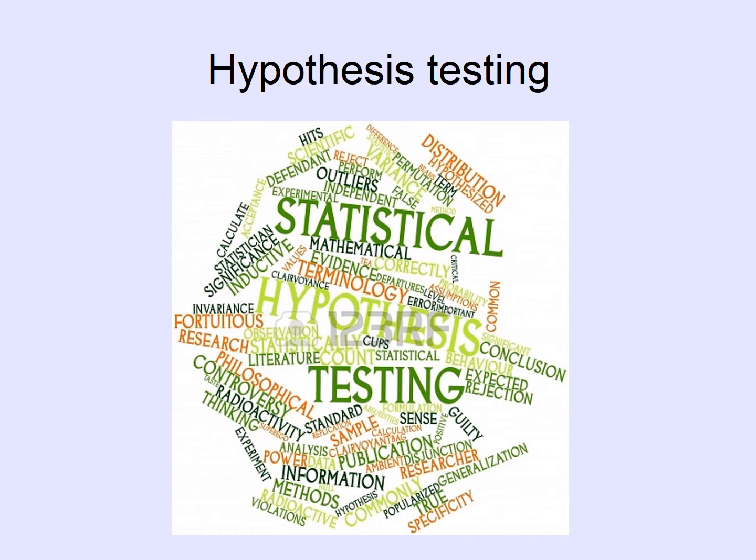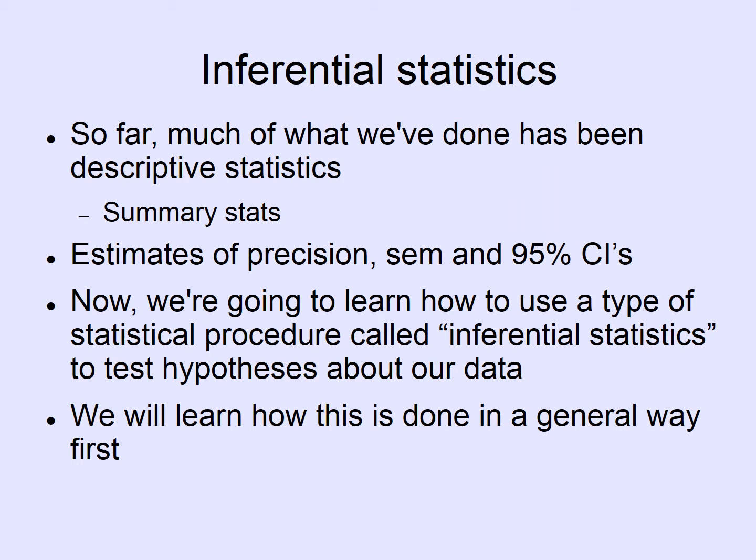Okay, today we're going to start on hypothesis testing. We're finally going to get into this area of inferential statistics. We're going to be bringing together all that we've learned so far in terms of our descriptive statistics, like our central tendency and spread, i.e. mean and standard deviation, our estimates of precision, our standard error of the means, and our 95% confidence intervals, and probability that we've learned about as well.